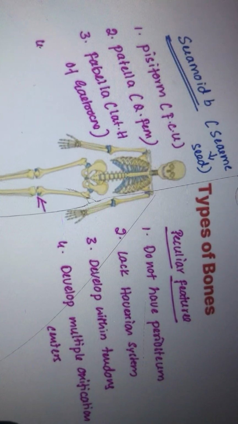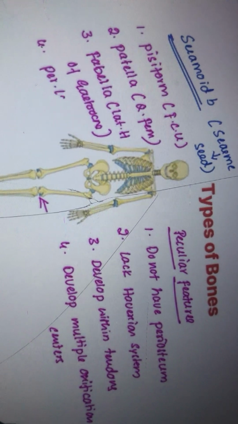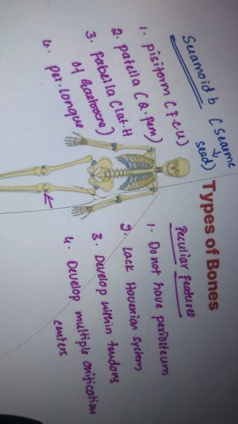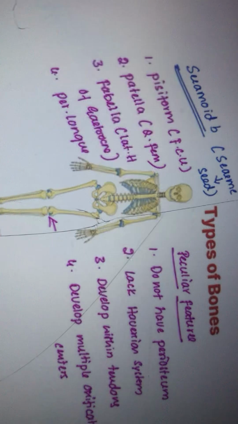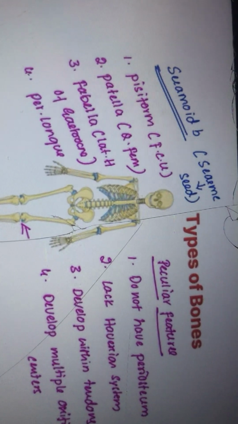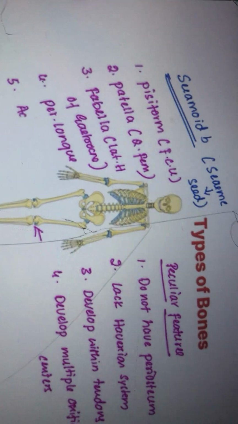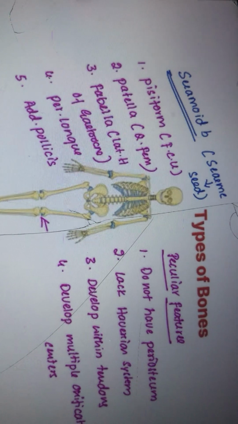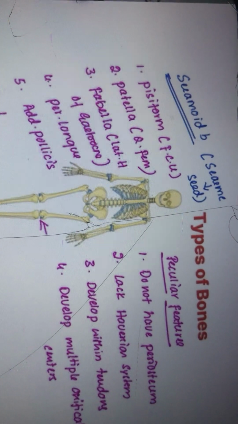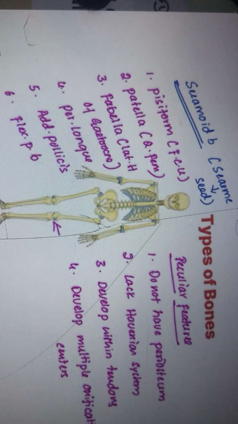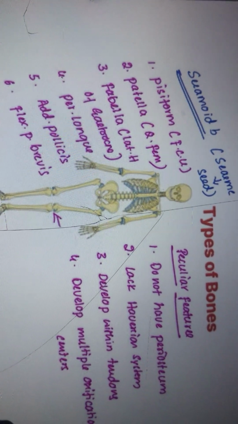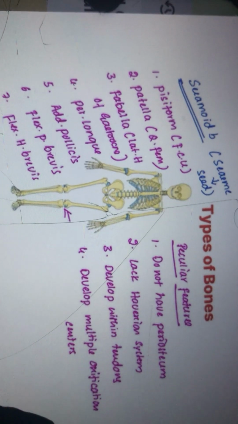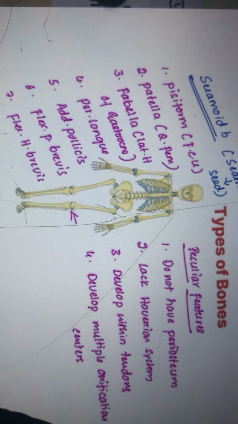Then we have sesamoid bones which are present in peroneus longus tendon, right? Apart from peroneus longus, are there any other sites or muscles where we have the sesamoid bones? Yes, it is also found within the adductor pollicis muscle, one of the muscles of the thenar eminence, right? Then we have it in flexor pollicis brevis and flexor hallucis brevis. These are the different locations where we have sesamoid bones.